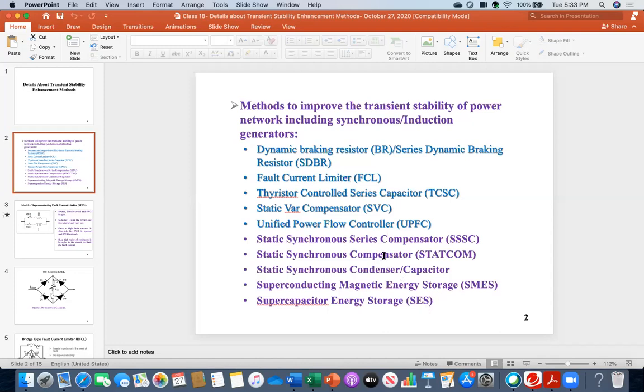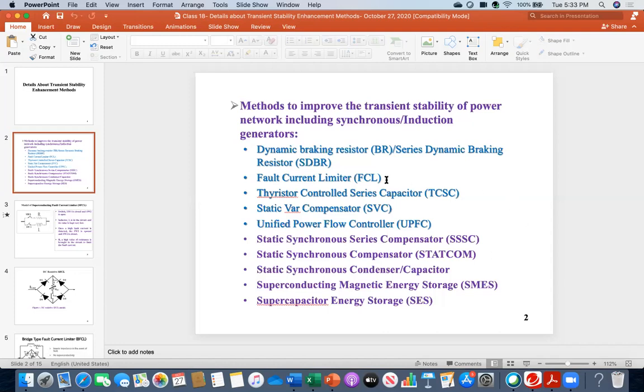Now you see number one, the braking resistor, and number two, the fault current limiter, and number five, the unified power flow controller, and the last two. So these five, number one, number two, number five, UPFC, and the last two, are mainly used to control the active power. And the remaining methods, numbers 3, 4, 6, 7, 8, are used to control the reactive power.